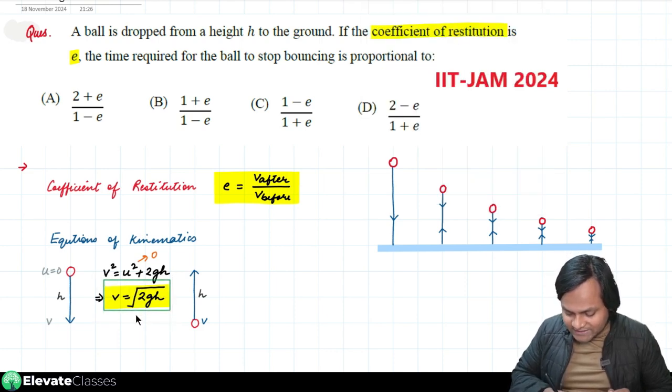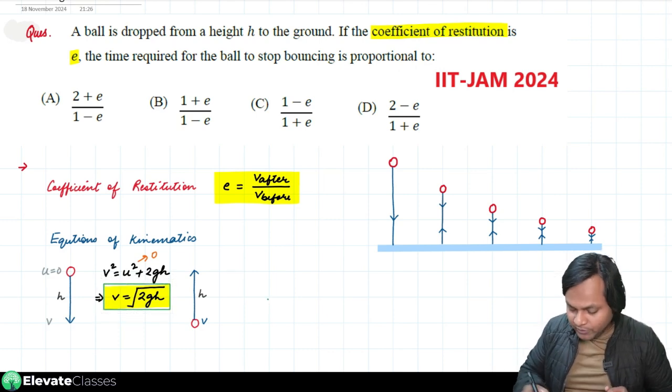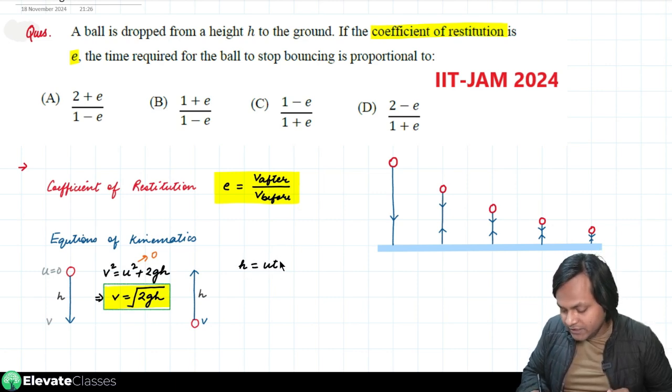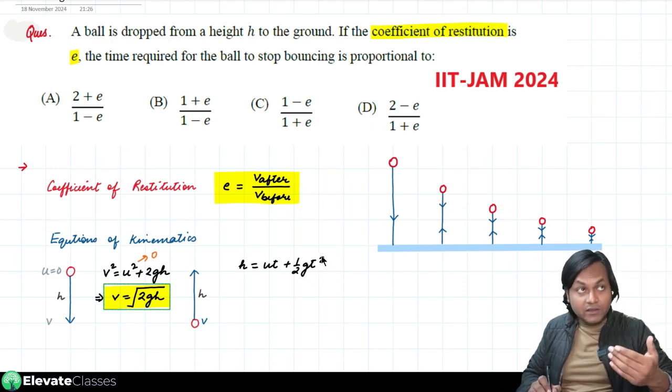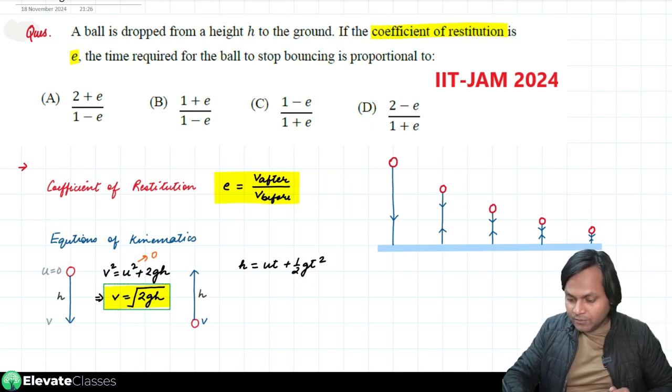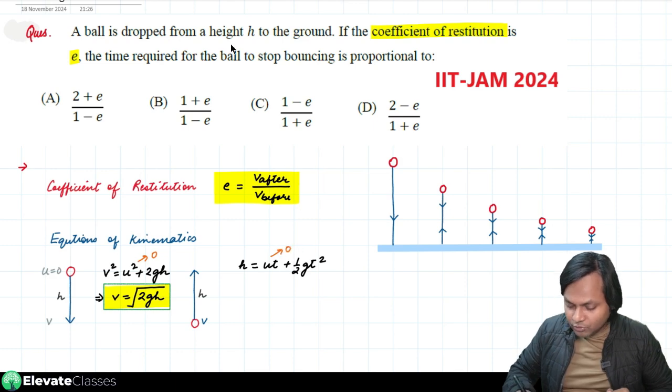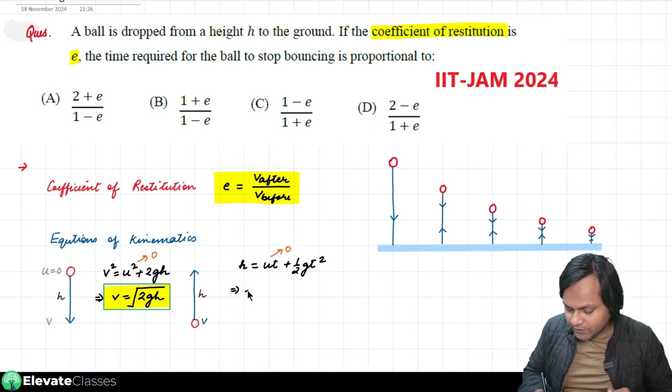And what is the time that it takes for this kind of a motion to take place? For that, I'm going to be using another expression, where the distance traveled, which is the height, is equal to ut plus half gt squared, for a ball that is falling from a particular height. Because it falls with zero speed, h is equal to half gt squared, and therefore t is equal to the square root of 2h upon g.